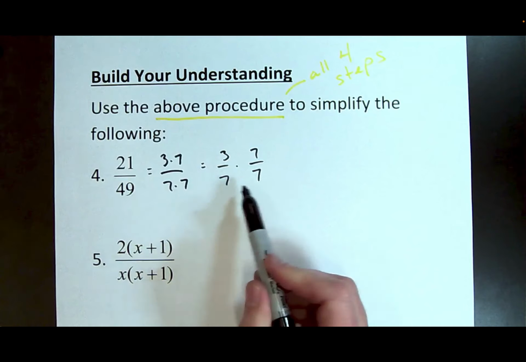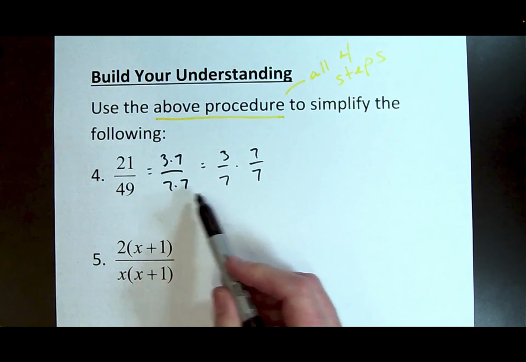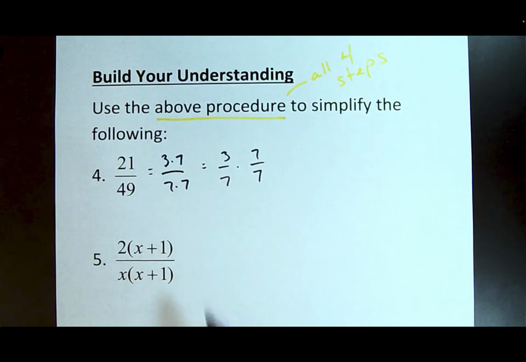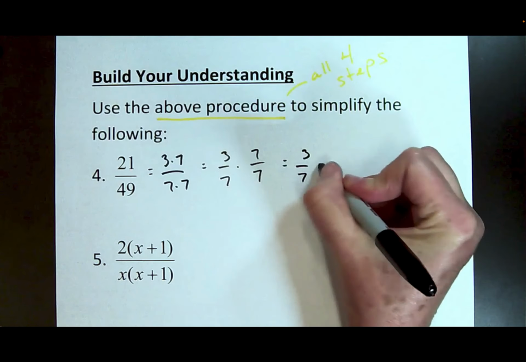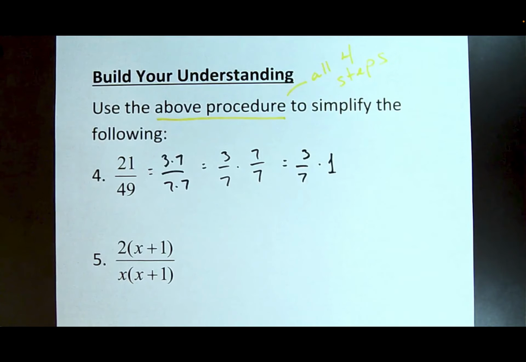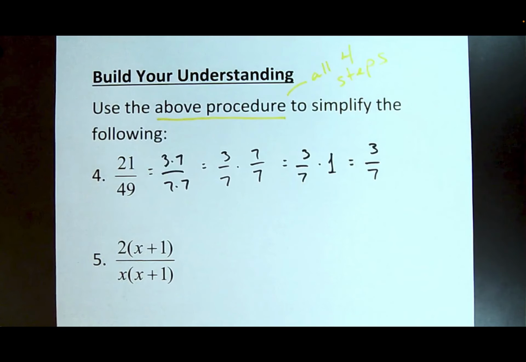So if I want to go the other direction and unmultiply, I can certainly write 3 times 7 over 7 times 7 as 3/7 times 7 over 7. And then 7 over 7 is the number 1, which allows us to use the identity property and say, hey, that factor of 1 isn't doing anything.